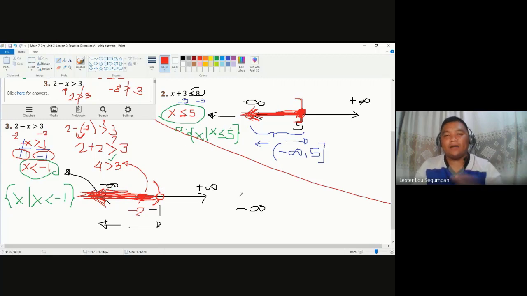So let's proceed now. Go back to interval notation. Leftmost value is negative infinity. Rightmost value is negative 1, separated by a comma. Infinity is always open. Here is also open. So this is the interval notation based on the graph.